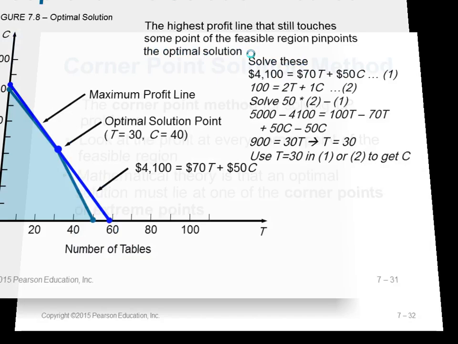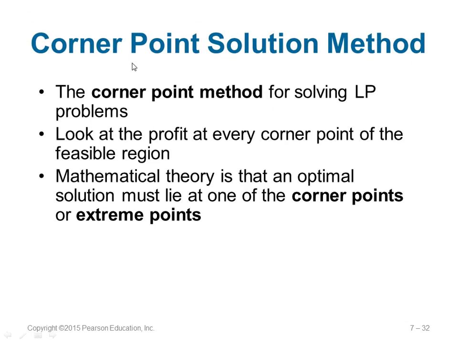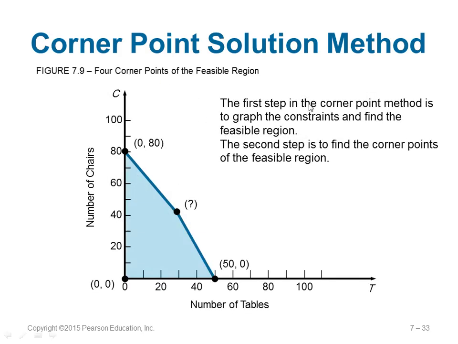A second approach is called the corner point solution method. This can also be used. The condition is that every corner point of the feasible region gives you some value, and the optimal solution lies at one of the corner points or extreme points. In this case you have one corner point, a second one, a third one, a fourth one. You know this point is 0, 80, this is 50, 0, this is 0, 0, easy. What about this point? This point is the intersection of both constraints.